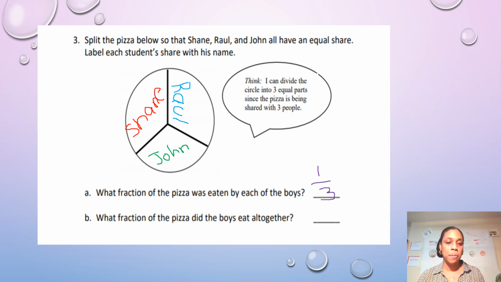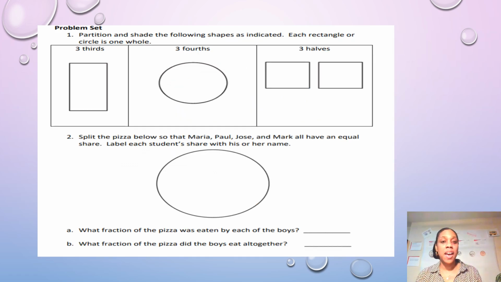So let's look at B. What fraction of the pizza did the boys eat all together? Well, there were 3 pieces, and each boy ate a piece. So that means they ate 3 out of the 3 pieces. Also equals 1 whole. Now you're going to do the problem set on your own.